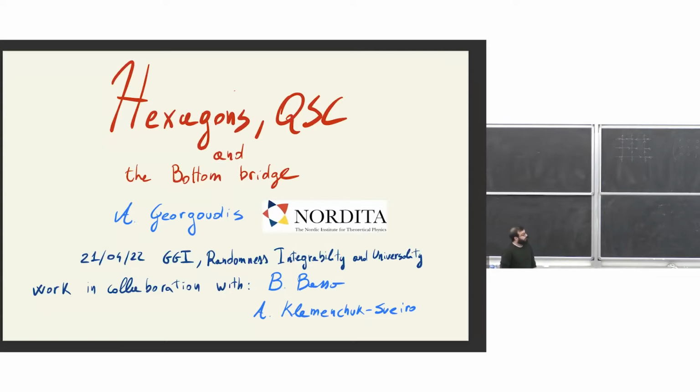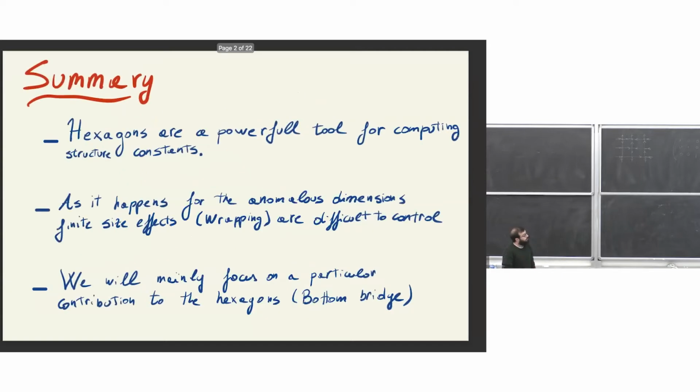Let me try to give a bit of a summary. First I will show you what hexagons are, why we care about hexagons, and how we can use them for computing structure constants. No worry if you don't know what a structure constant is, I will try to explain it. Then I will show that there are some very nasty things happening, which you probably know about, which is finite size effects.